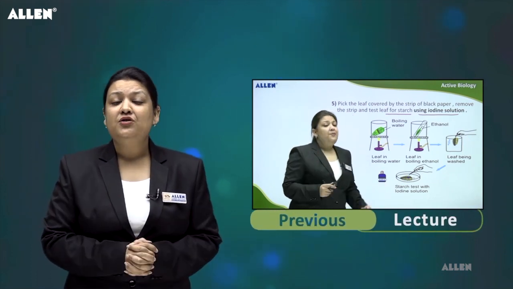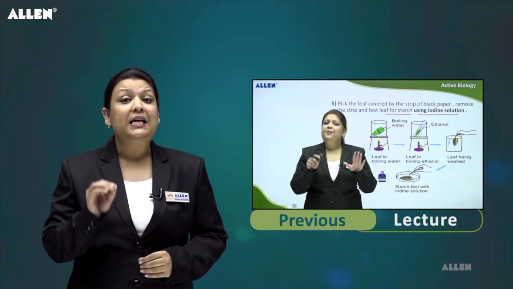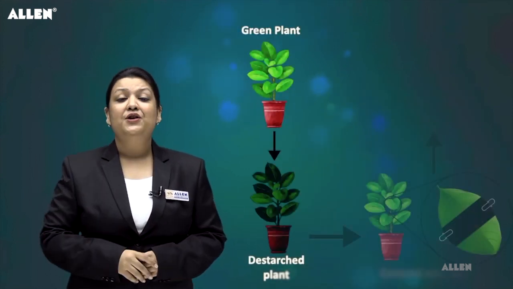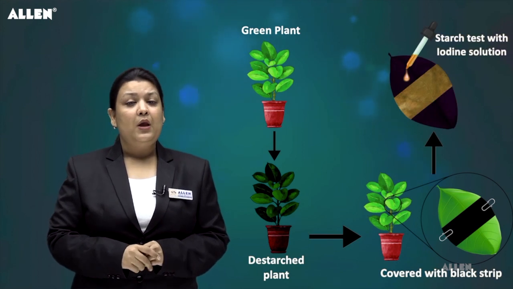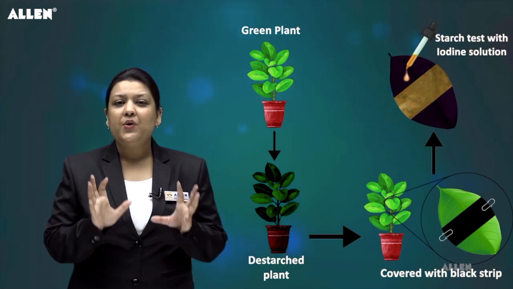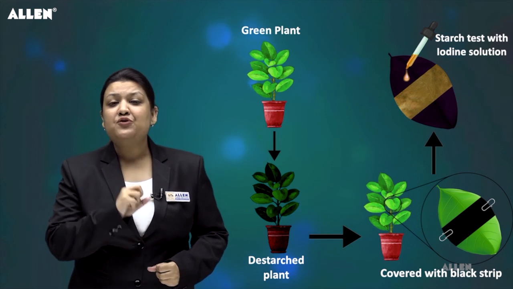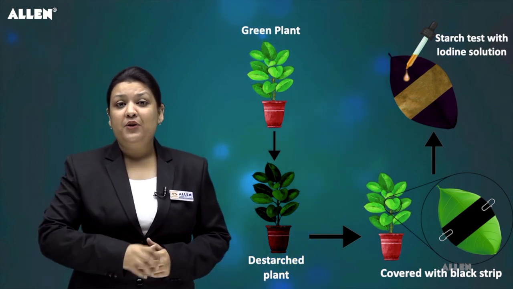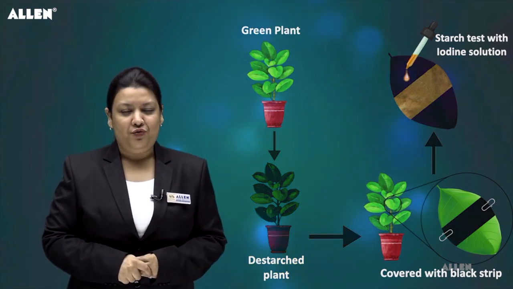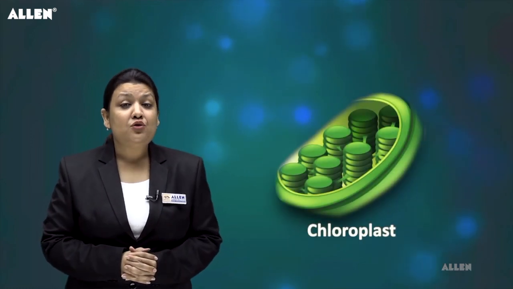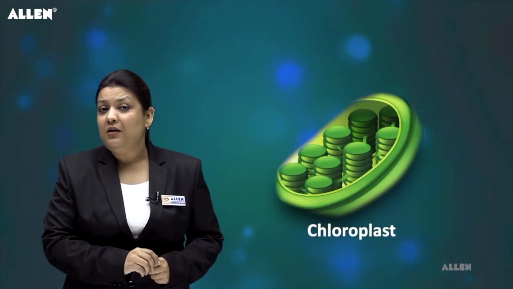In the previous lecture, through an activity, we have understood that sunlight is necessary for the process of photosynthesis. Then we have understood how green plants capture this light energy due to the presence of a green pigment named chlorophyll. And this green pigment named chlorophyll is found in a cell organelle named chloroplast. So now in this lecture, we are going to understand how plants obtain the remaining requirements in the process of photosynthesis from the environment.